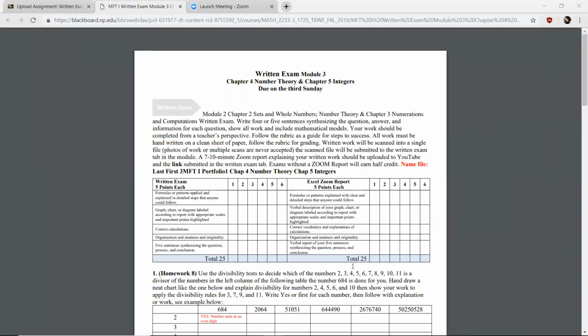This chapter is all about number theory and integers, and we're going to go into depth, looking at prime and composite numbers, integers, and LCM, which is least common multiple, but we'll get there.